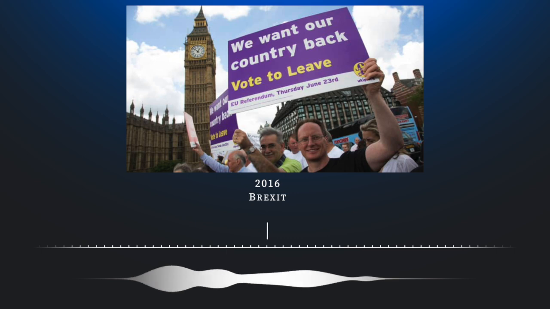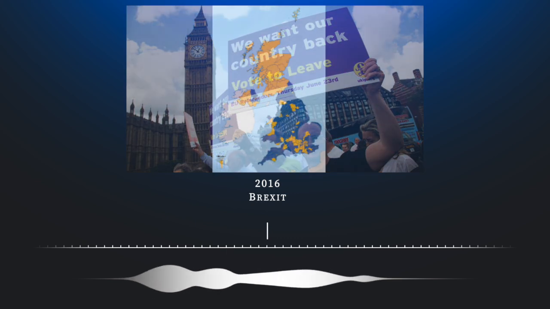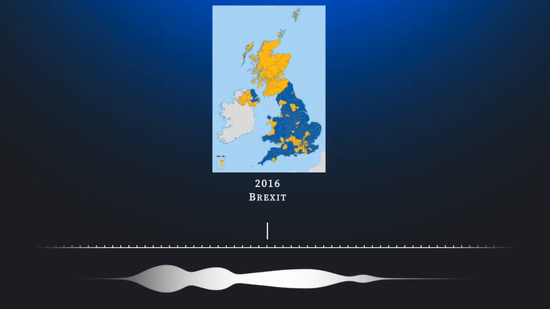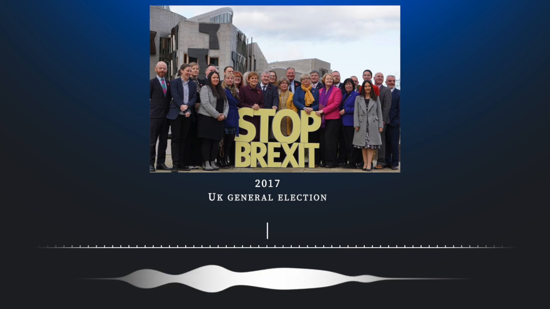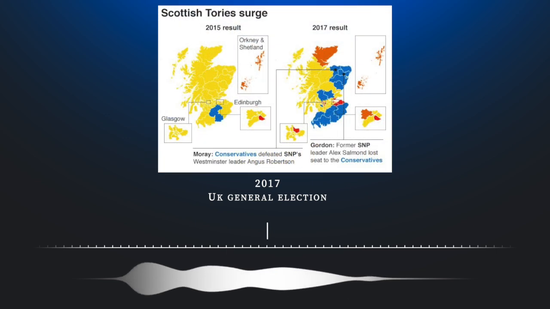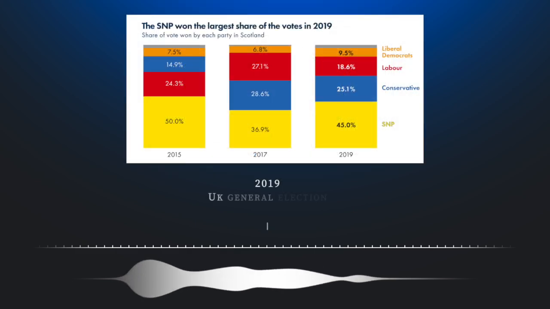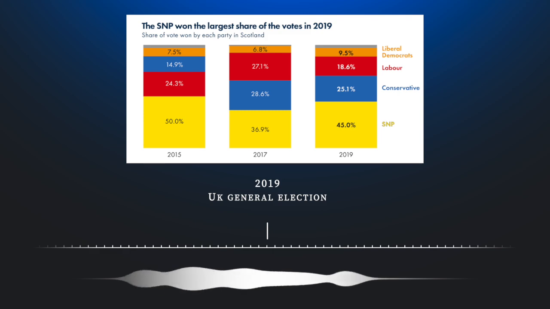2016. The Brexit referendum results in a UK-wide vote to leave, while Scotland votes overwhelmingly to remain in the EU. 2017. General election sees Nicola Sturgeon's attempt to reverse the Brexit vote fail, with the SNP losing 21 MPs. 2019. General election sees the SNP partially recover, winning back 13 of the 21 lost seats.